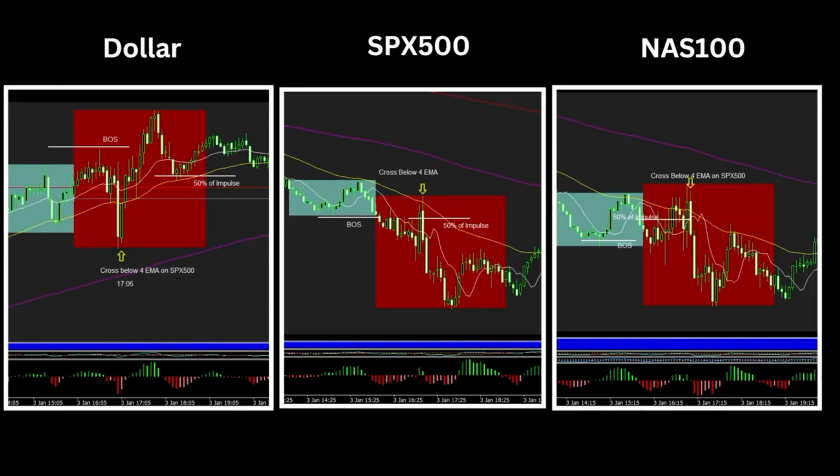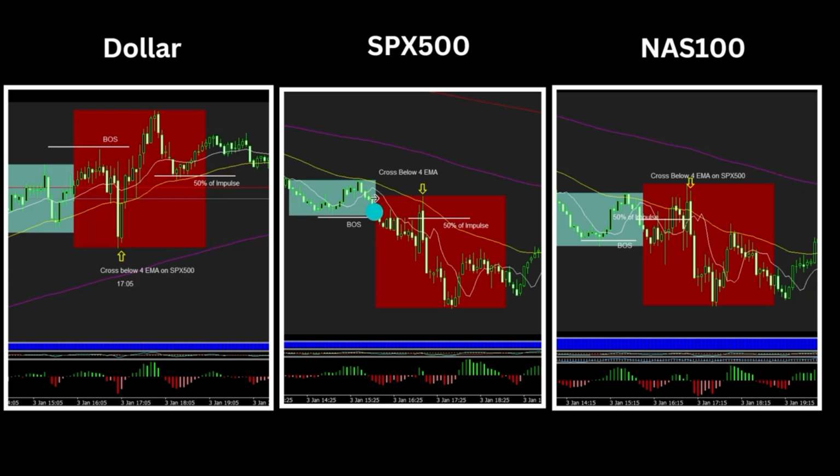Example 1. Here we have the dollar, the SPX 500, and the NASDAQ 100. If we look on the dollar chart, we can see price has gone below the 4 EMA and then is making an attempt to come back up. And this is timed at 17:05, which is 10:05 Eastern Standard Time. This is during the New York session.